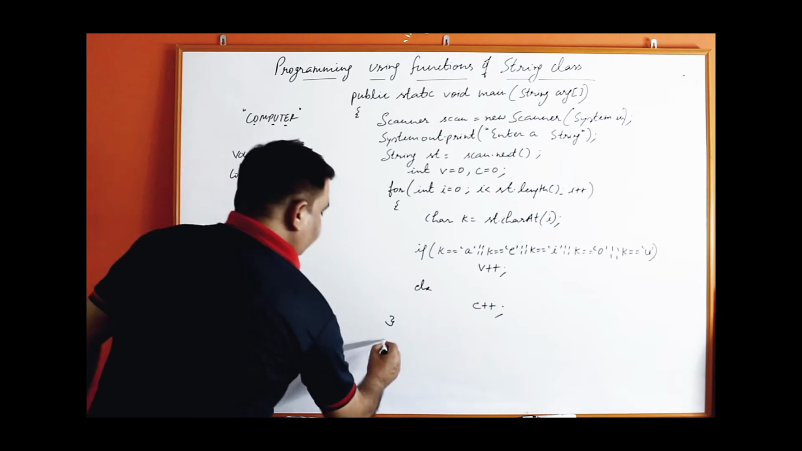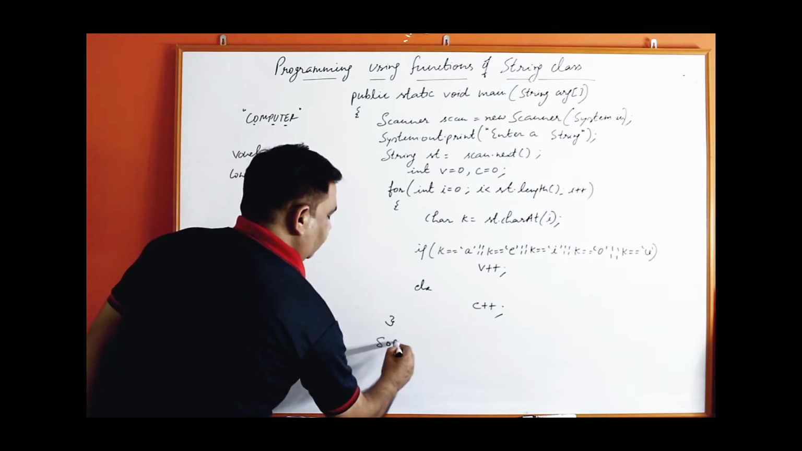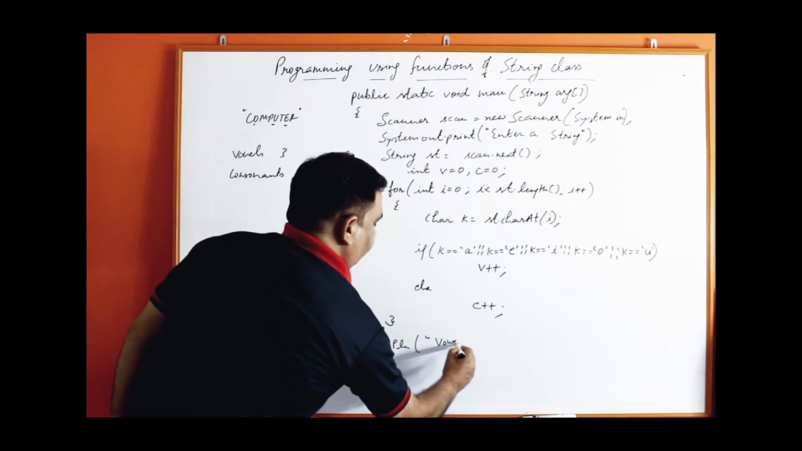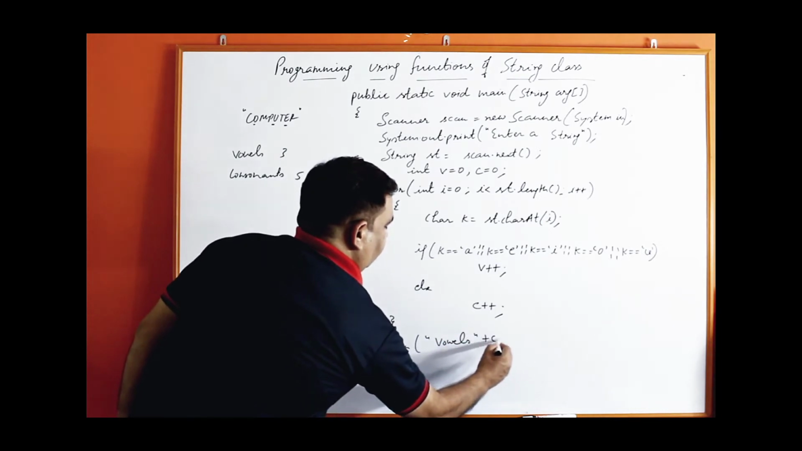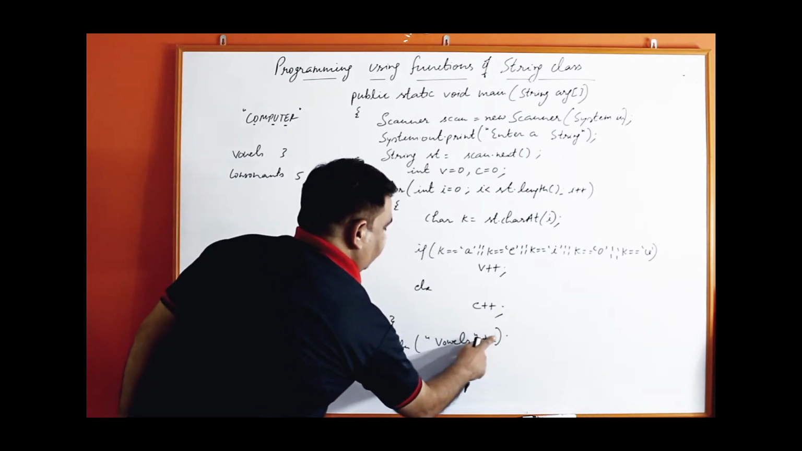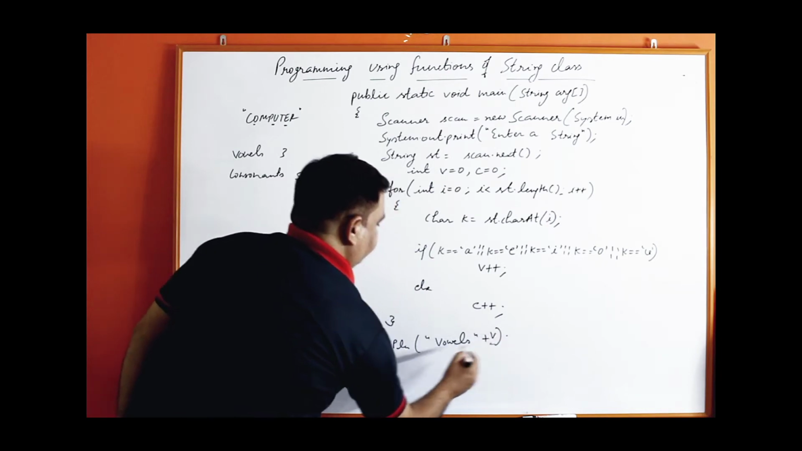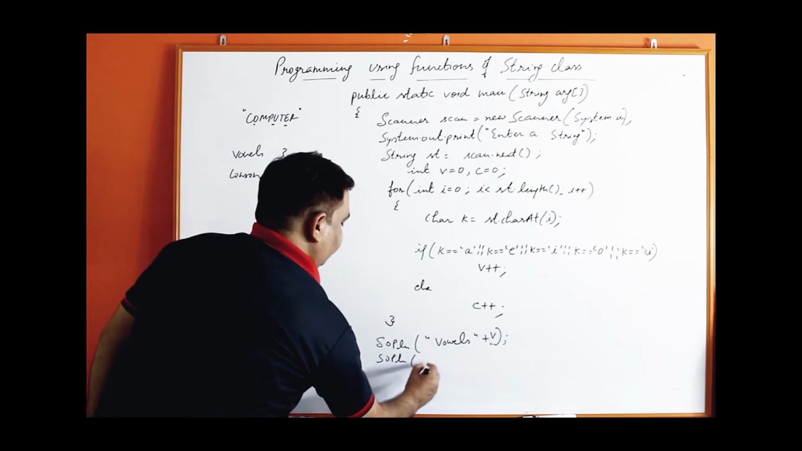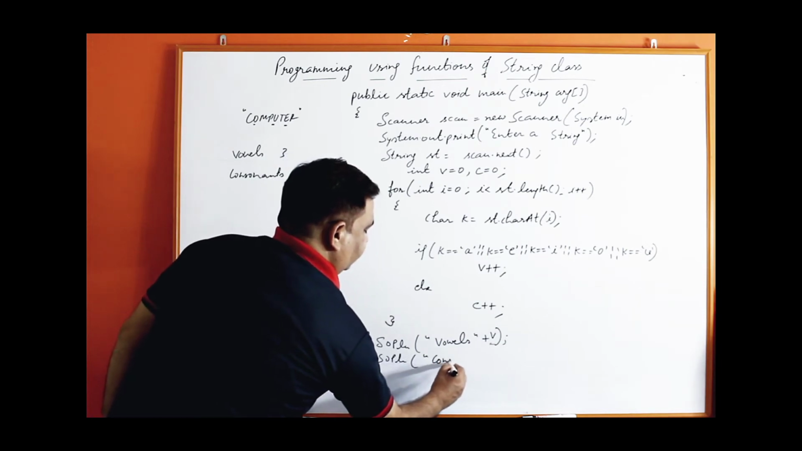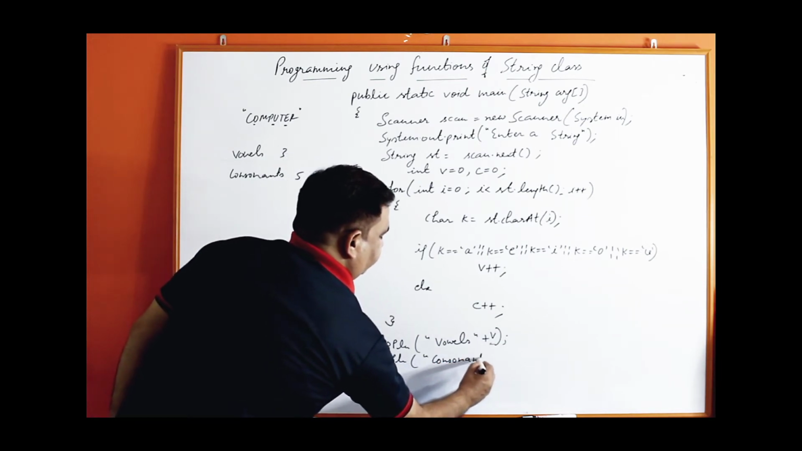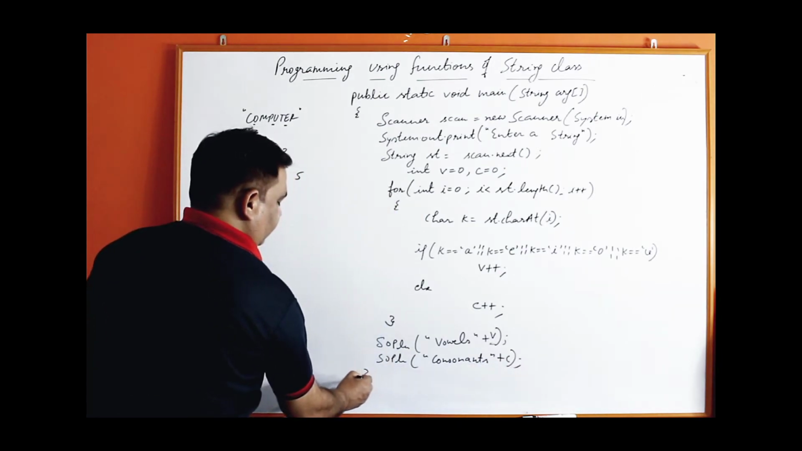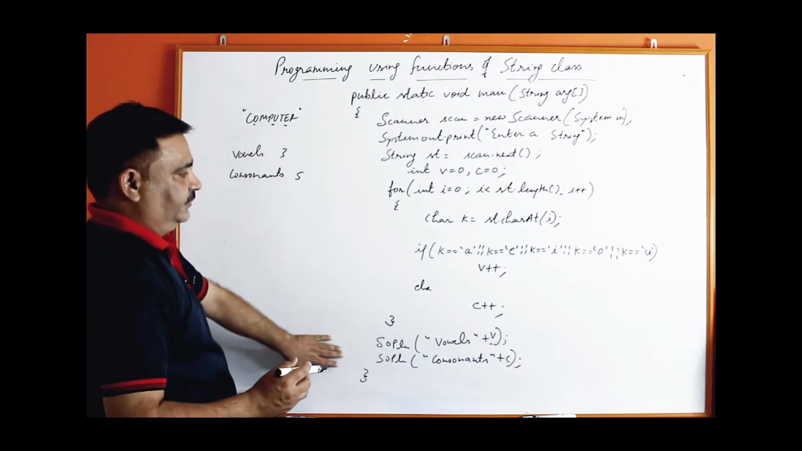And after the loop, System.out.println: total number of vowels, I am printing here v, and System.out.println: total number of consonants are c. Close the function, the main function.